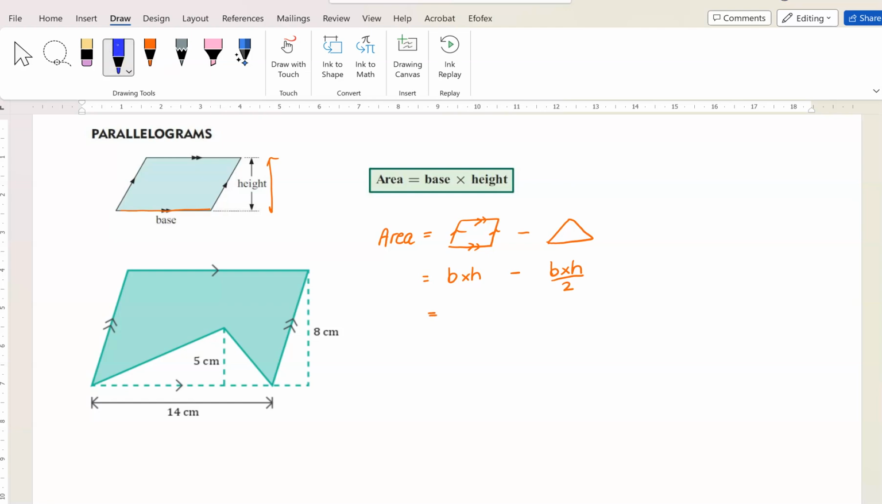So what is the base of this? That's 14. What is our vertical height? It says it's 8. What about the base of my triangle? Well, we've got 14 again, and this time my vertical height is 5. So plug it into our formula: 14 times 8, base times height, minus 14 times 5 divided by 2. And away you go. Pop it into your calculator and you're off and running.